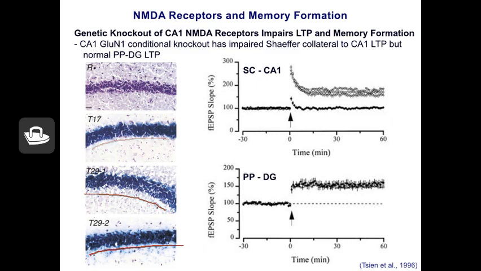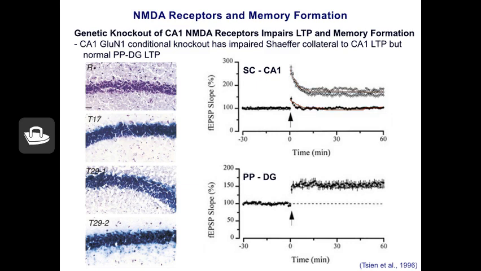Now, Qian and colleagues then attempted to induce LTP by applying tetanic stimulation to the Schaffer collateral inputs to the CA1 pyramidal cells. The top graph shows that LTP was induced very nicely in the 3 control lines, but not in the CA1 GLUN1 knockouts.